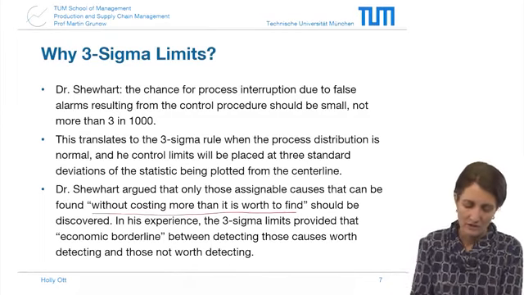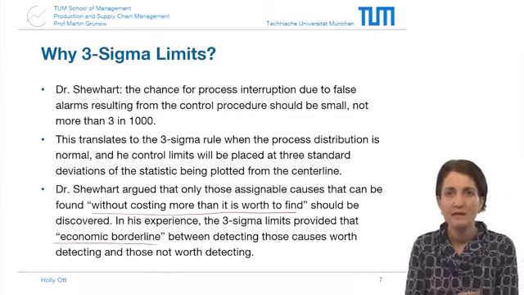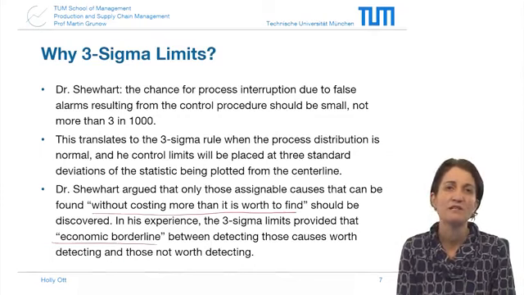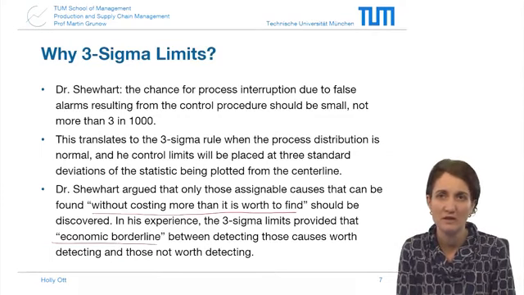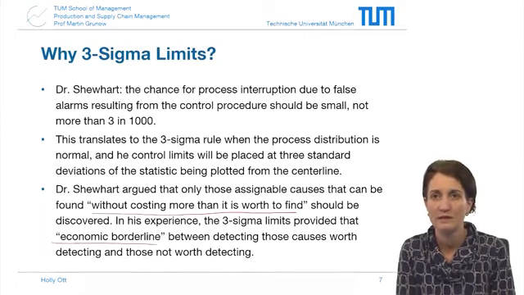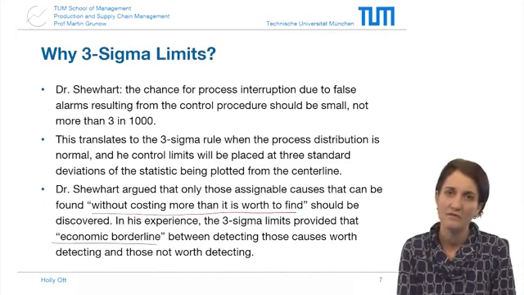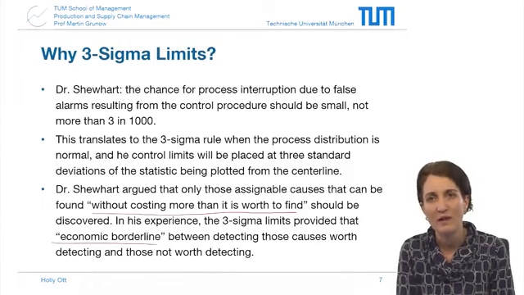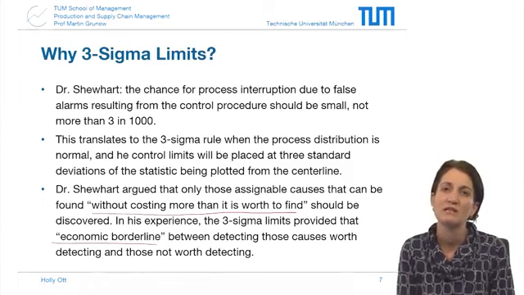So again, talk about economic borderline. This depends on the cost structure of the process. If a situation exists where it doesn't matter if you have a false alarm, then you could locate the control limits closer to the center line. And then you can detect changes more quickly. If you have false alarms that are expensive, then you could locate your control limits further away and risk not detecting a change in the process, saving the expenses from a false alarm.